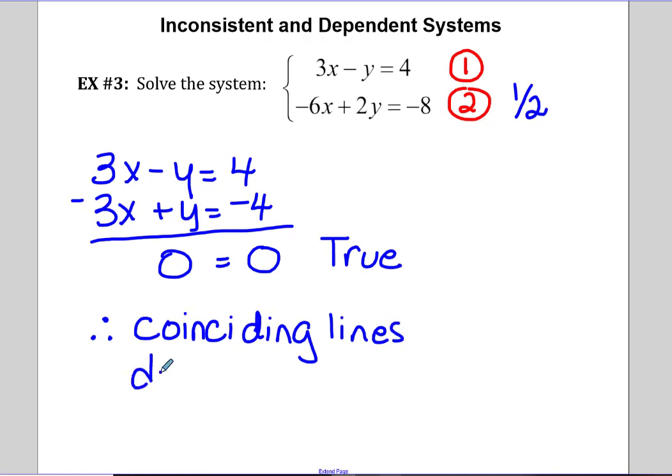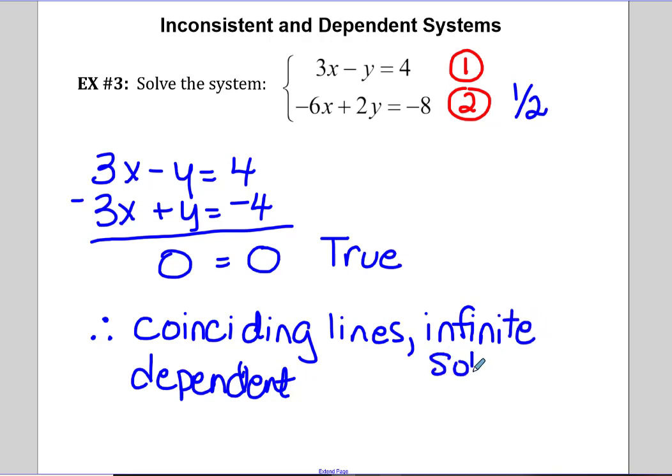And that's known as a dependent system, and there would be infinite solutions. So we have infinite solutions. Every point on one line is the same point on the other line.